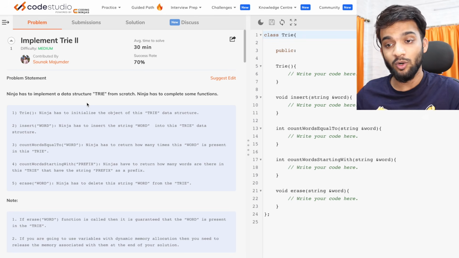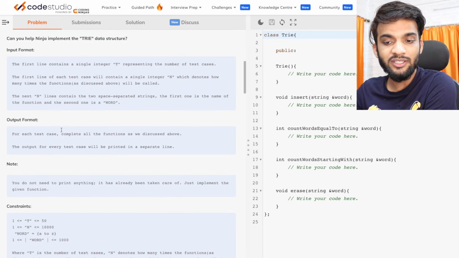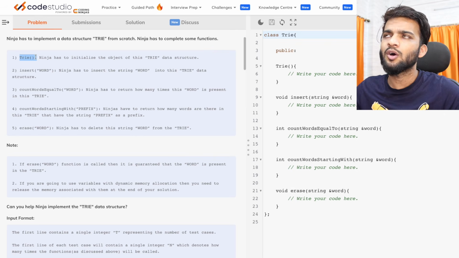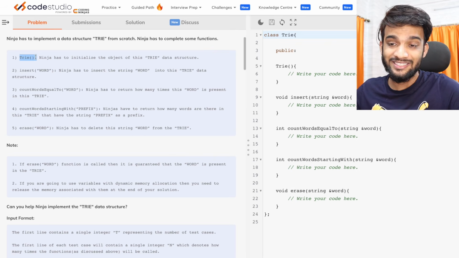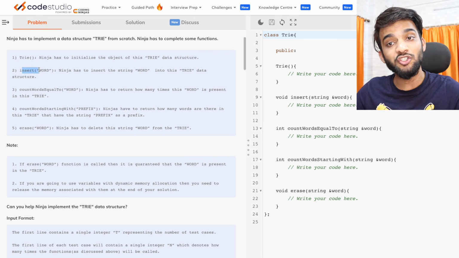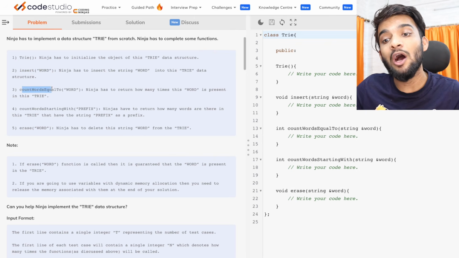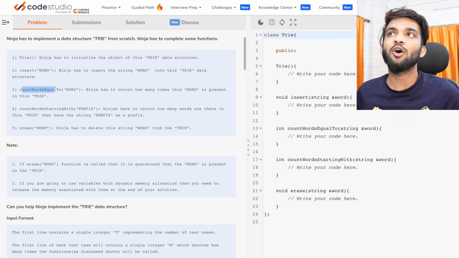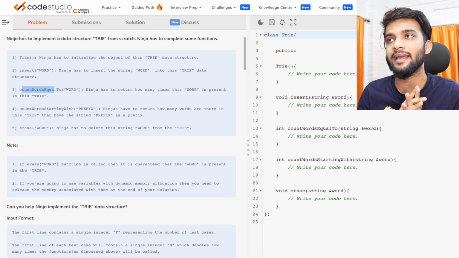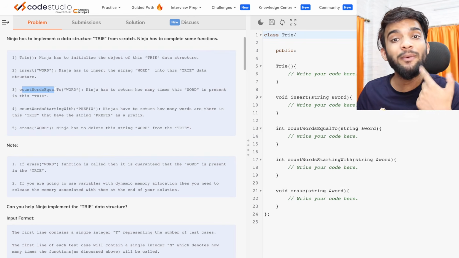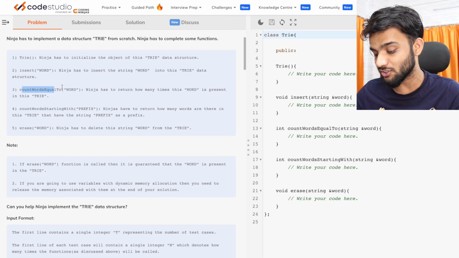So what does the question state? The question is pretty much similar. It says that you'll be given a constructor which creates a trie for itself, and then you'll be asked to insert a word. You'll be given a word, you have to store it, then you'll be asked count words equal to. Now in the previous question we had to tell if it exists or not. In this question you have to tell how many exist.